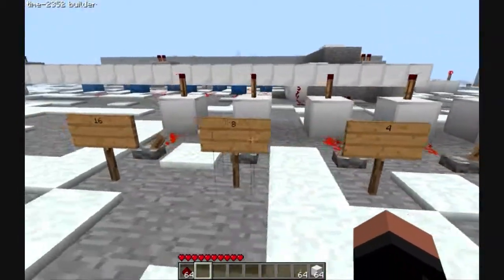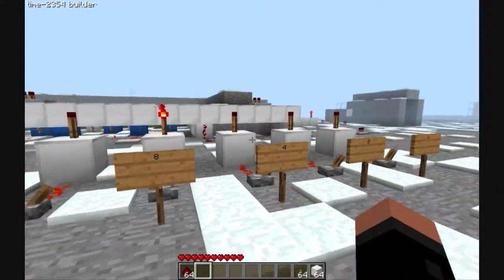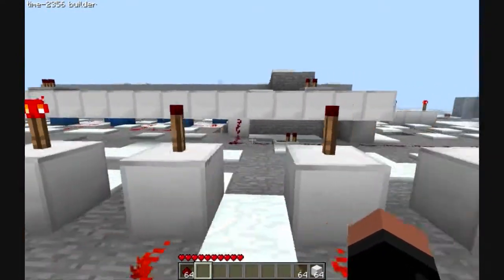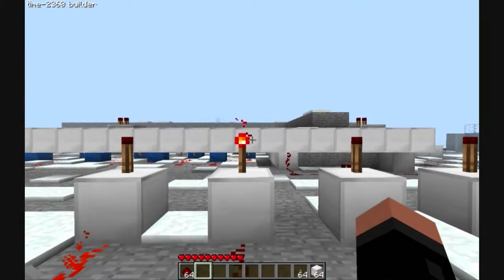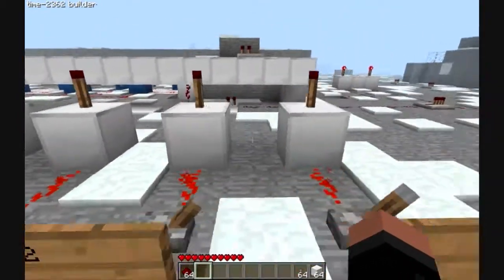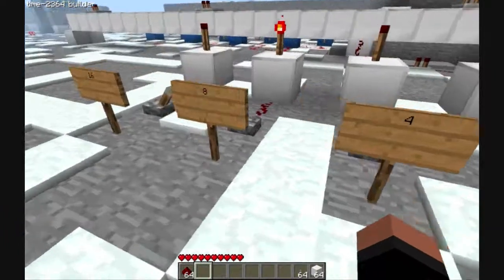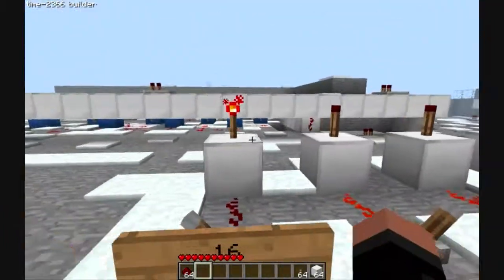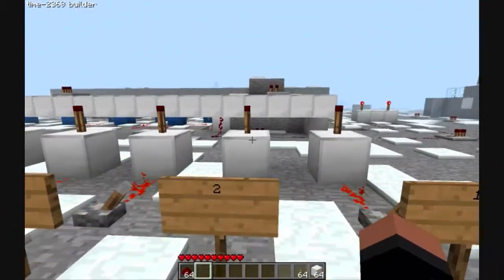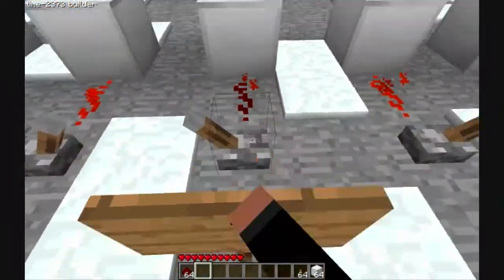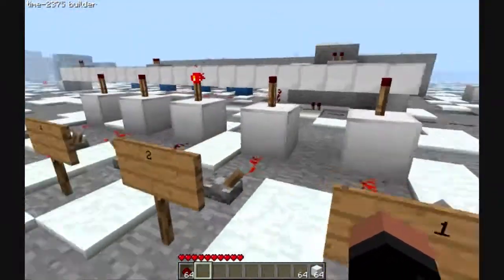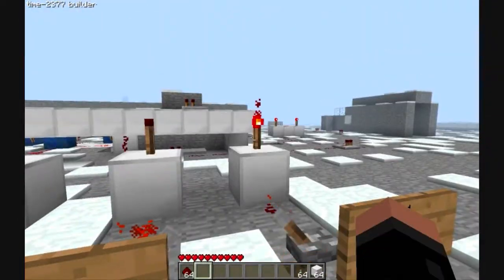If I want to show 8, I do it like this. So I go from here and then backwards. So showing 8 in binary would be 1, 0, 0, and 0. That's 8. If I want to show 16, that's 1, 0, 0, 0, 0. If I want to show 4, 1, 0, 0. And 1 is just 1.